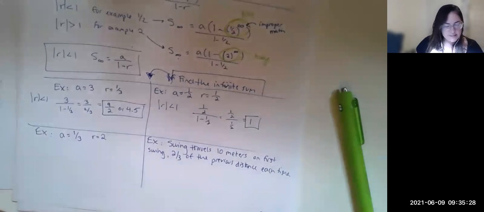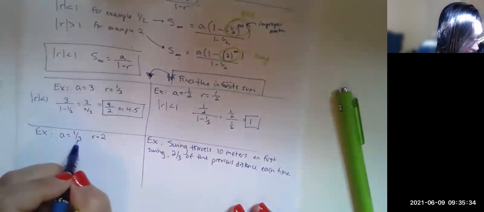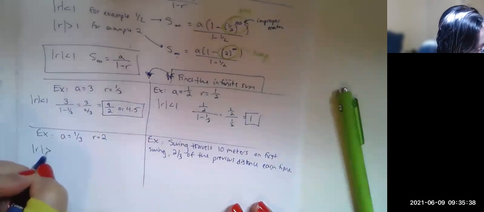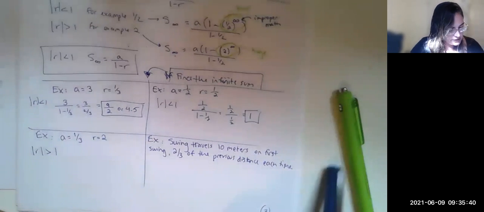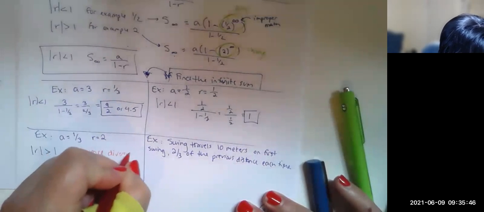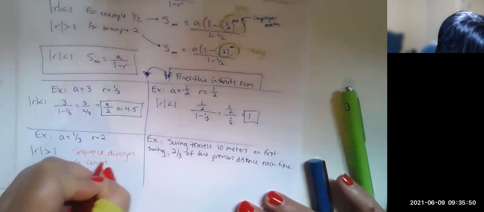Let's do this third example. A is 1/3, R is 2. Here, the absolute value of R is greater than 1, so this means that the sequence diverges, so we cannot use this formula.